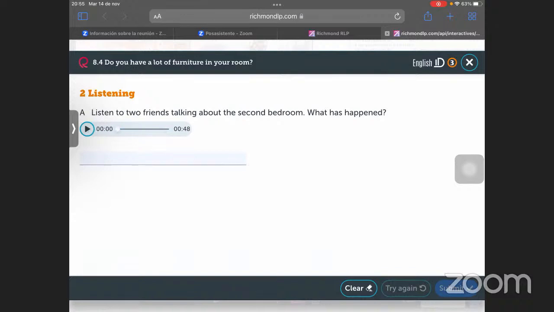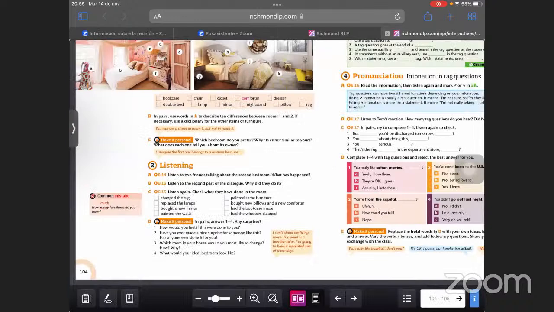Okay, what happened? What happened with the room? Yes, guys. Was remodelada, I don't know how to say. Remodeled or rebuilt? Yeah, rebuilt or redecorated, perhaps? Yeah, redecorate. Okay, yeah, I agree with you. I totally agree with you. Okay, thank you so much, guys.